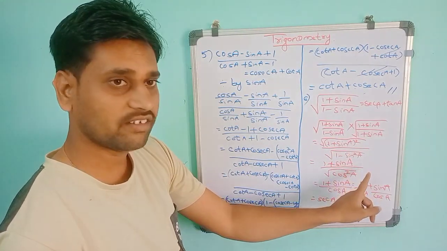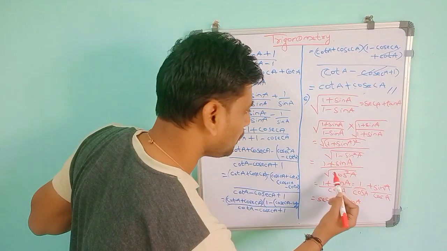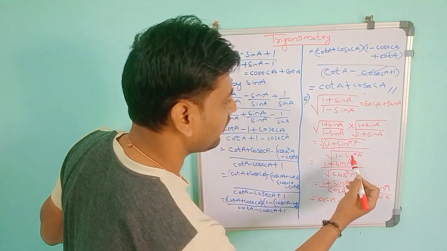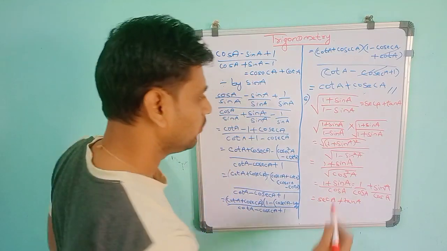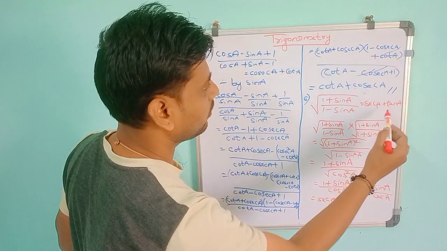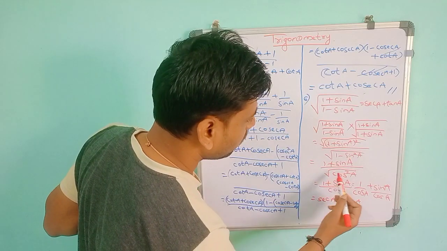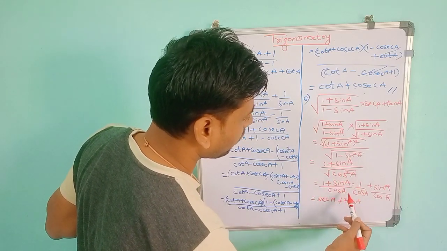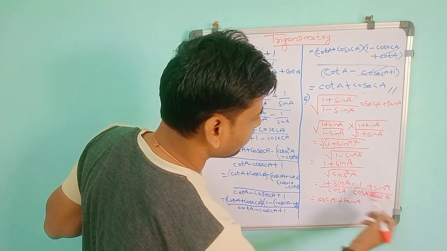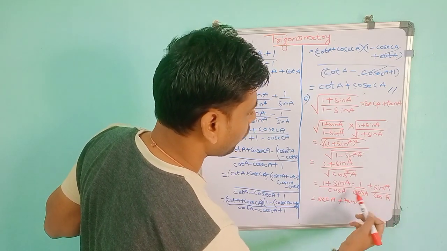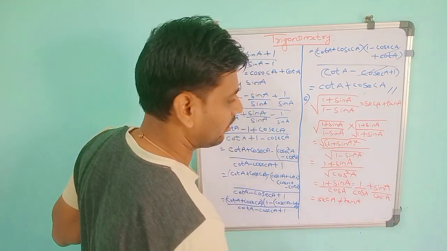It will be 1 minus sin square a. Then 1 plus sin a, we can write sin square a in terms of cos square a because we want tan a in the answer. So convert the sin square into cos square a. So it will be cos square a, 1 plus sin a divided by cos a. So 1 divided by cos a plus sin a by cos a. It will be 1 by cos is sec and sin by cos is tan. It is proved.